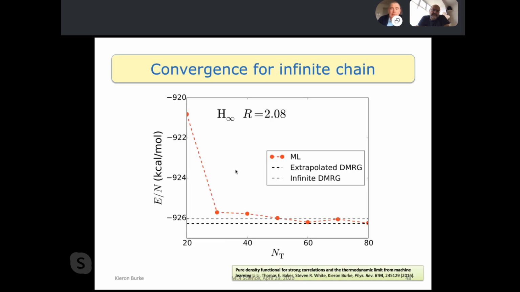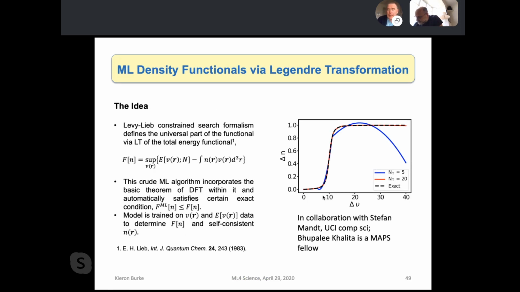And in fact, we were able to extrapolate to the infinite chain limit to within chemical accuracy, right? So again, as a function of the number of training examples that we have, we could get to chemical accuracy for the thermodynamic limit. And we could check against the DMRG. Okay, I got to speed up here. This is something that Bhupali Kalita, a new graduate student, is working on, where we're trying to build these derivatives in exactly from the get-go.